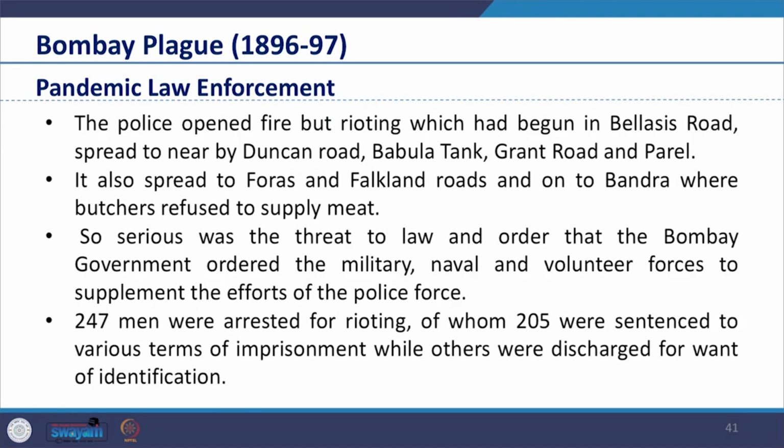The police opened fire, but rioting which had begun in the Belasis Road spread to nearby Duncan Road, Babula Tank, Grant Road and Parel. It also spread to Foras and Falkland roads and to Bandra where butchers refused to supply meat. So serious was the threat to law and order that the Bombay government ordered the military, naval and volunteer forces to supplement the efforts of the police force. 247 men were arrested for rioting, of whom 205 were sentenced to various terms of imprisonment, while others were discharged for want of identification.